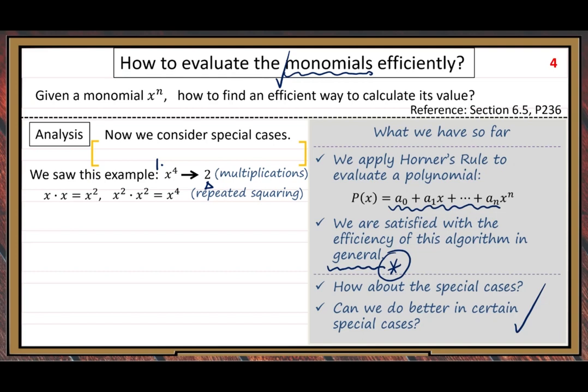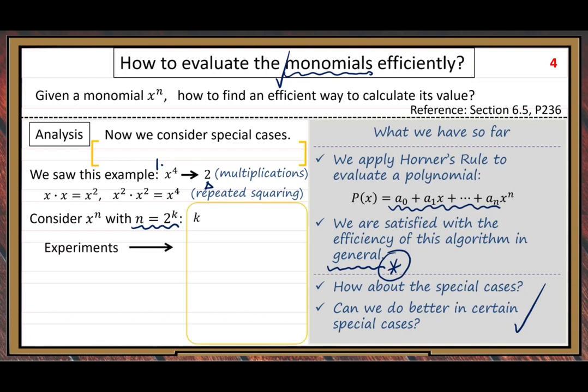Now we can generalize this idea. Can we do more and more repeated squaring operations? Let's consider n as a power of 2, 2 to the kth. In that case, let's look at how many multiplications we need to find this monomial.